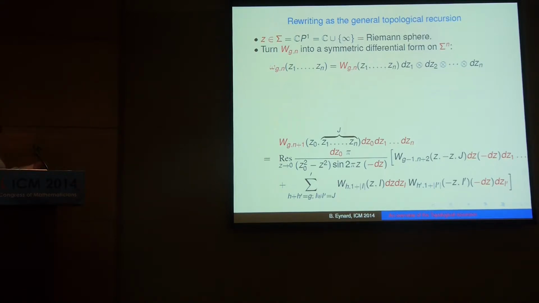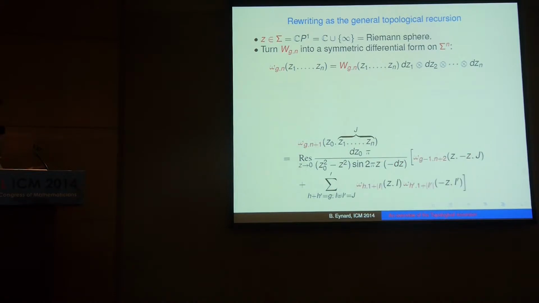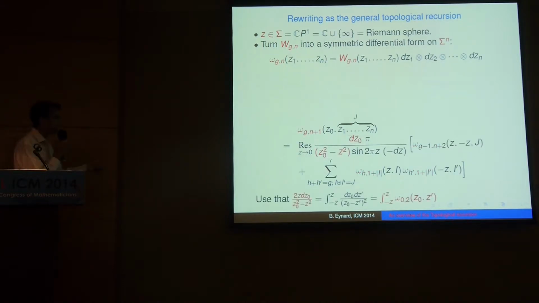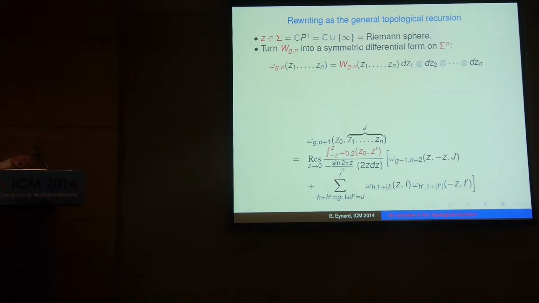So now this is an omega_{g,n}, so let's write it this way. Now we have done it with forms. Now let me see what this factor is. This 1 over z0 squared minus z squared. Observe that 2z dz0 over z0 squared minus z squared is that integral. And that factor is exactly what I called the W_{0,2}, or I mean the omega_{0,2}. So it is the integral from minus z to z of omega_{0,2}. So let's rewrite it this way. So let's write this term here. We have also a 2z, which appeared here. Now let's try to see what those terms are.